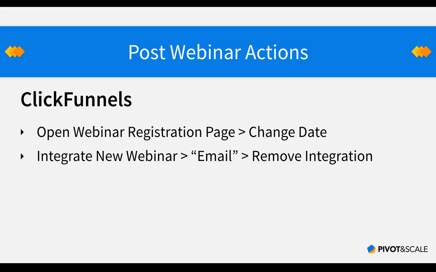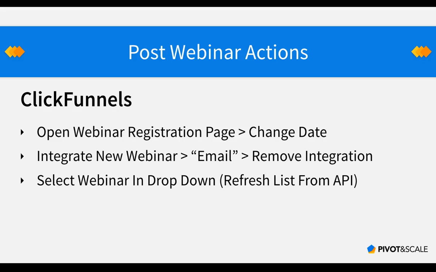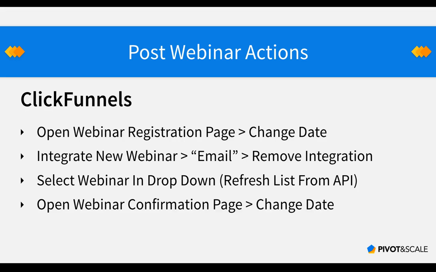You're going to click on the email button on the right-hand side of the screen. Then you're going to remove the integration from last week and set up a new one. After you do that, you'll be able to select your webinar in the drop-down. If you don't see the new one you just created, you might just need to click Refresh List from API. Then you're going to go over to your webinar confirmation page and change the date on there.